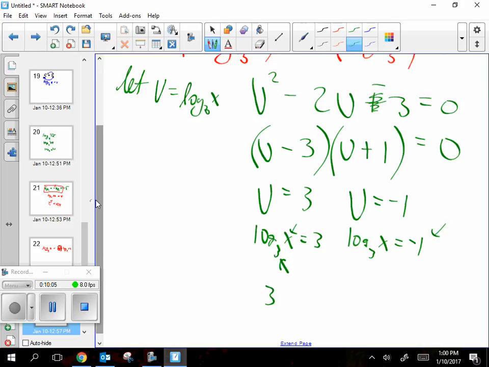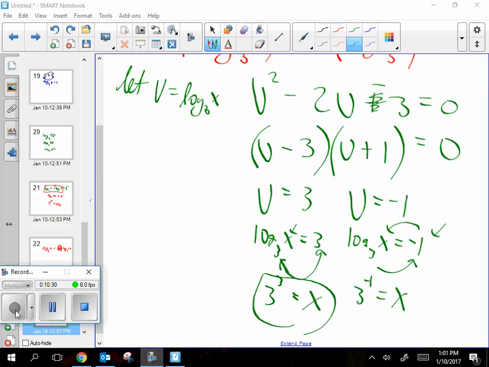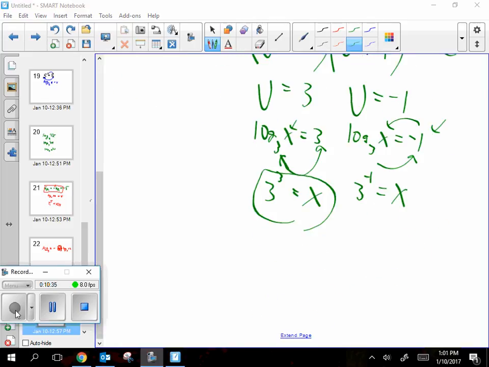All right, so I'm going to rewrite this. This one is 3 to the third is equal to x, and that's a really big number. 3 times 3 is 9 times 3 is 27. And, oh, did I do that wrong? Oh, okay, well, fine. 27 is not very big, apparently. So anyway, 3 to the negative 1 equals x. 3 to the negative 1, just a quick reminder, that's 1/3.